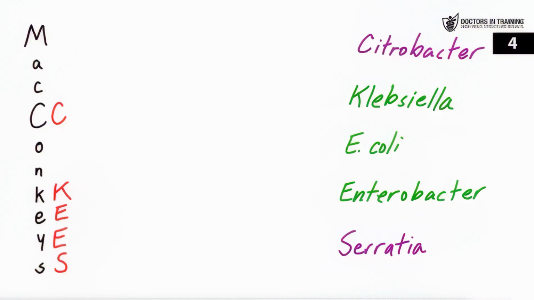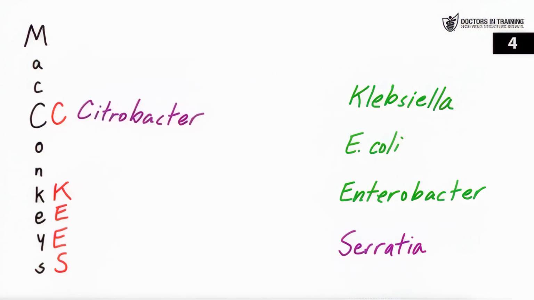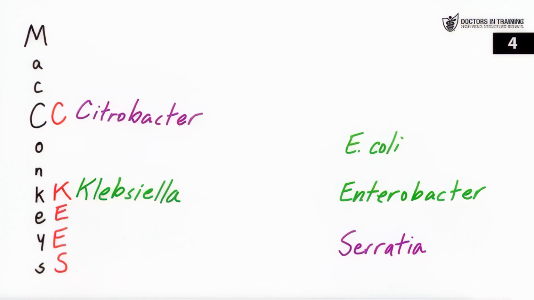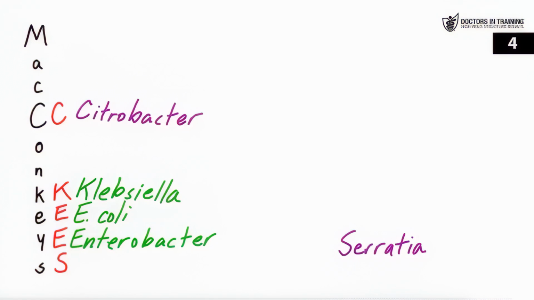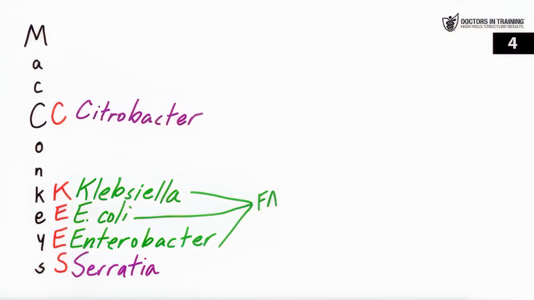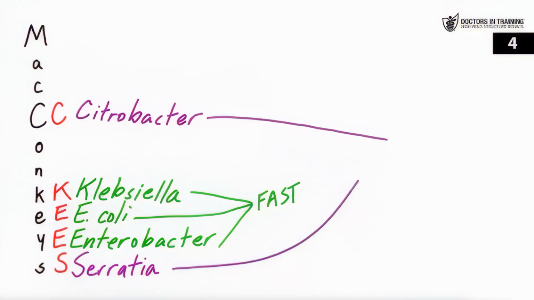I think it's helpful anyway. So the C is for Citrobacter, the K is for Klebsiella, and the E is for E. coli. The second E is for Enterobacter, and the S is for Serratia. The 3 in the middle, the KEE, those are the fast fermenters. And the 2 on the ends, the C and the S for Citrobacter and Serratia, those are the slow fermenters.